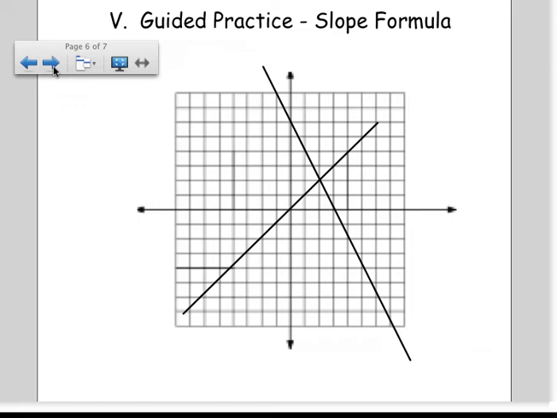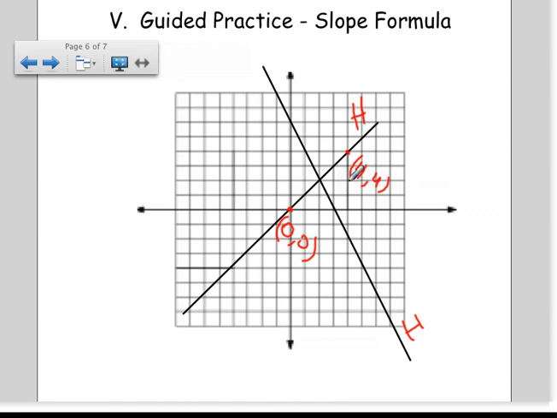Okay, I'd like you to try some guided practice. So what I want you to do is to find the slope of this line, A, B, C, D, F, G. I think we'll call this line H, and we'll call this line I. And for H, I'd like you to use the point 0, 0. That'll be your origin. And the point 4, 4.